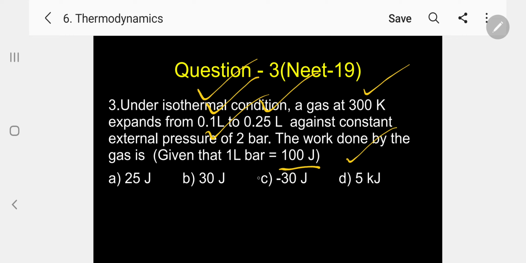Fortunately, in this problem they have given the value, but in the previous one, see, they have not given the value. That's what I told you. Fortunately, in NEET 19 they have given the value, that 1 liter atmosphere equals 100 joules. But in the previous problem, they have not. So we must be ready to know that. The options are 25 joule, 30 joule, minus 30 joule, and 5 kilojoules.